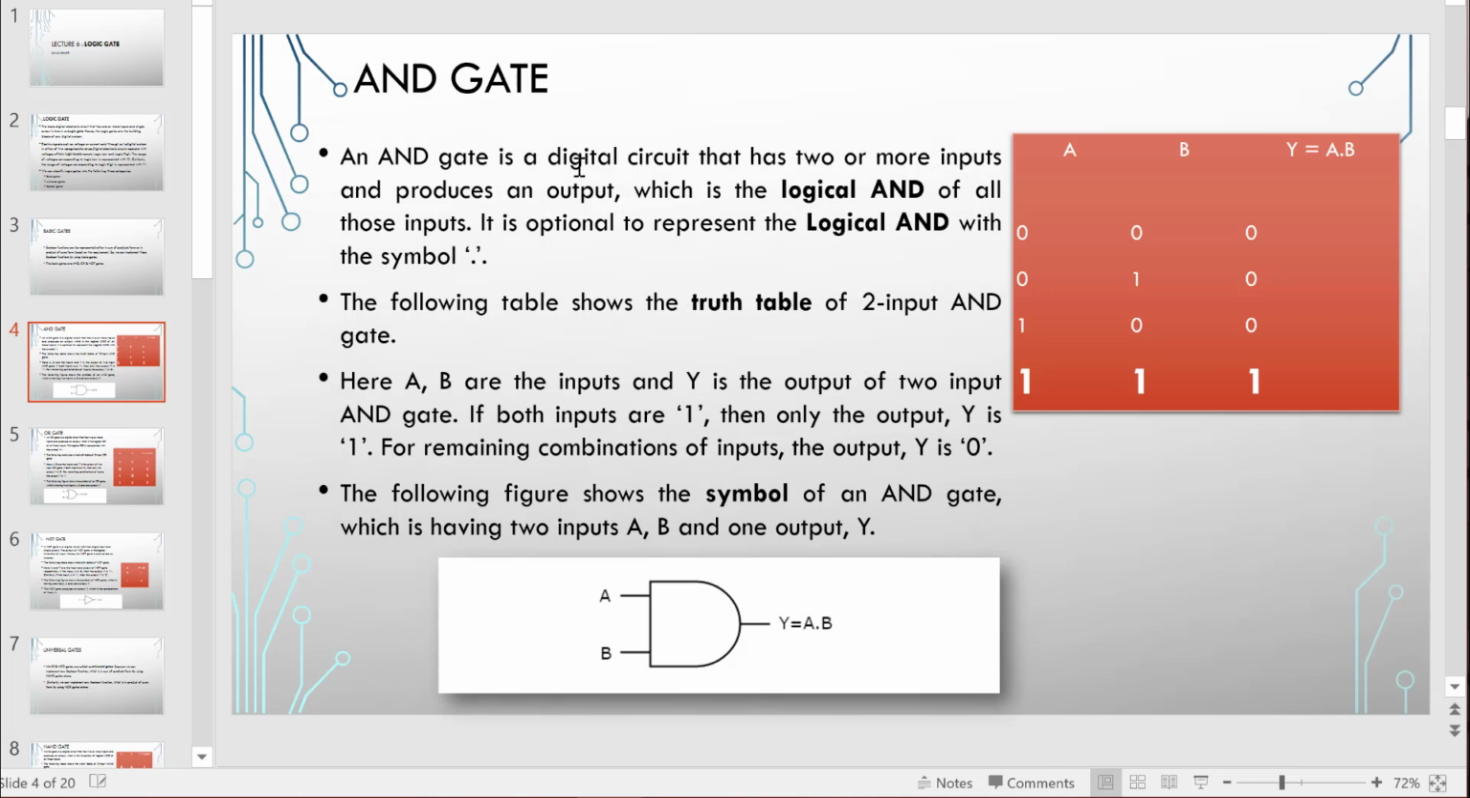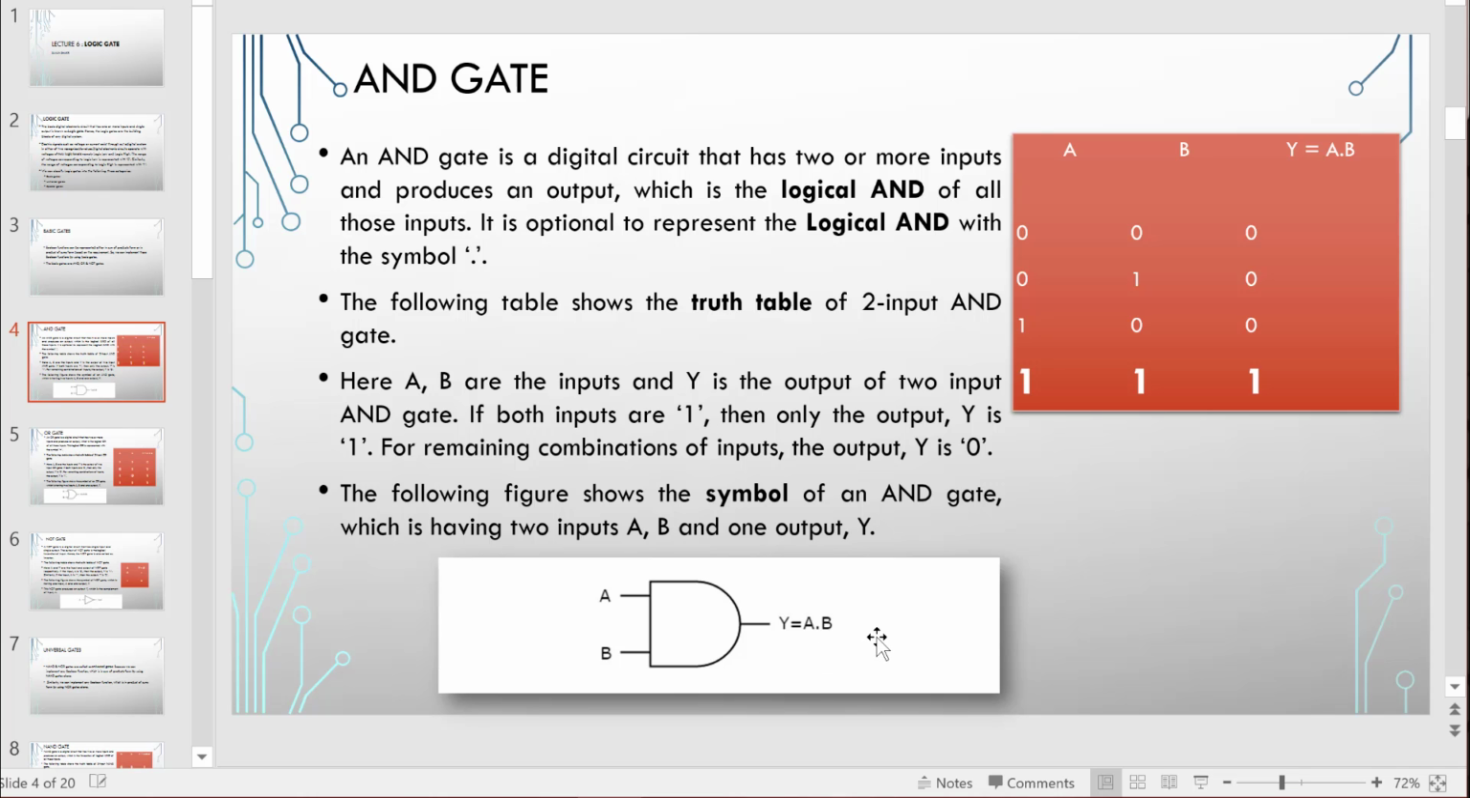First of all, we will see what an AND gate is. An AND gate is basically a digital circuit that has two or more inputs and produces a single output, which is a logical AND. As we have seen, a logic gate consists of two or more inputs and a single output. So the AND gate is a basic logic gate, right? It is represented by this D-shape, with two inputs A and B and a single output Y, and it is represented by A dot B, or simply by AB, okay?